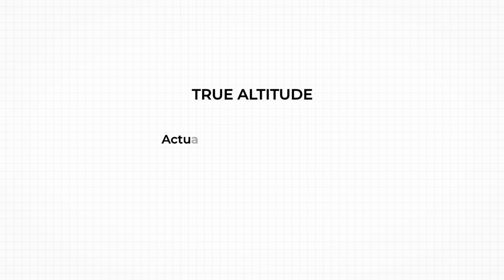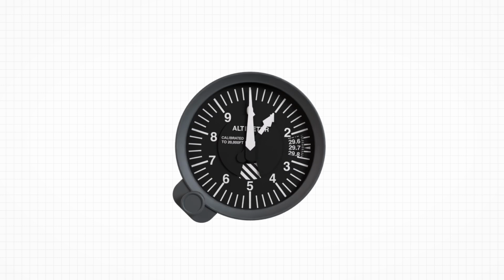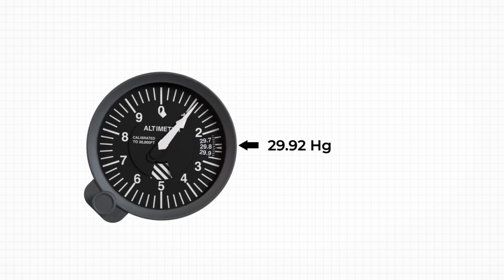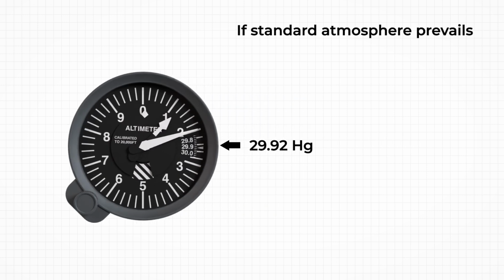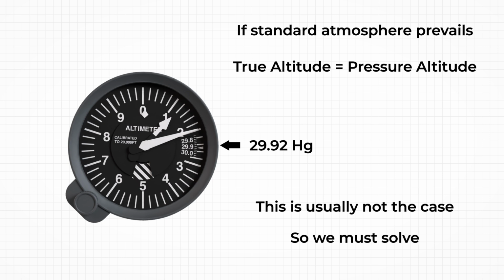True altitude is our actual height above sea level. Aviation maps use true altitude, so true altitude is important when considering obstacle clearance. If the altimeter setting was 29.92 and standard atmosphere prevailed, then true altitude would be the same as pressure altitude. But since the conditions are nearly always non-standard, we must correct for non-standard pressure and temperature to give us our actual height above sea level, our true altitude.